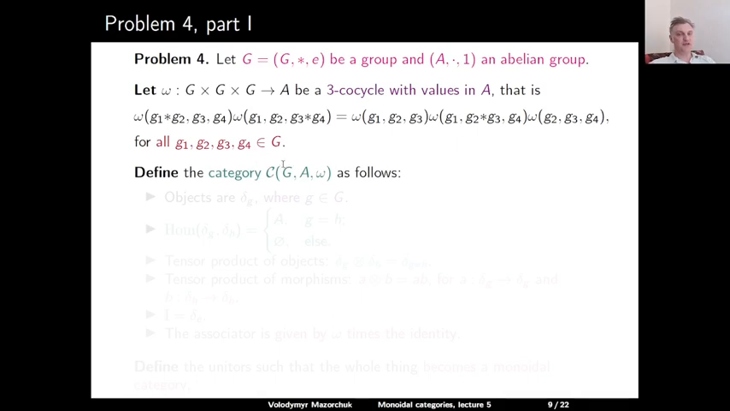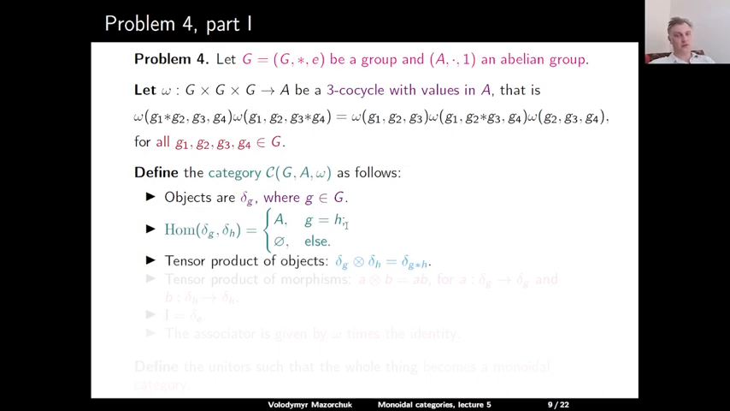Define the category C, which depends on G, A, and omega, as follows. Similarly to the previous problem, objects of this category are formal symbols delta g, where g is an element in our group G. And the Hom set from delta g to delta h is empty if g is different from h and is equal to A if g is equal to h. The composition of morphisms is given by multiplication in A.